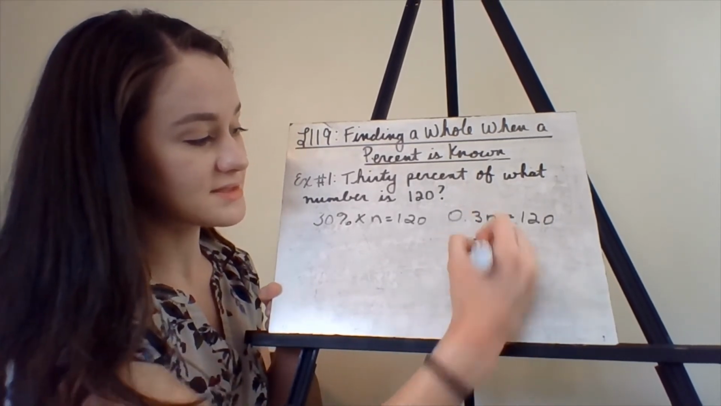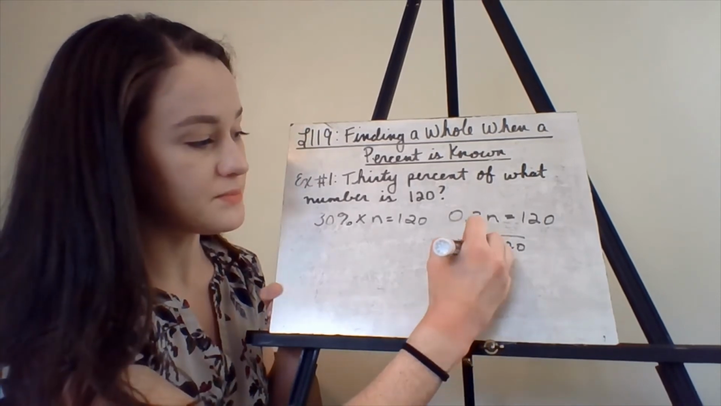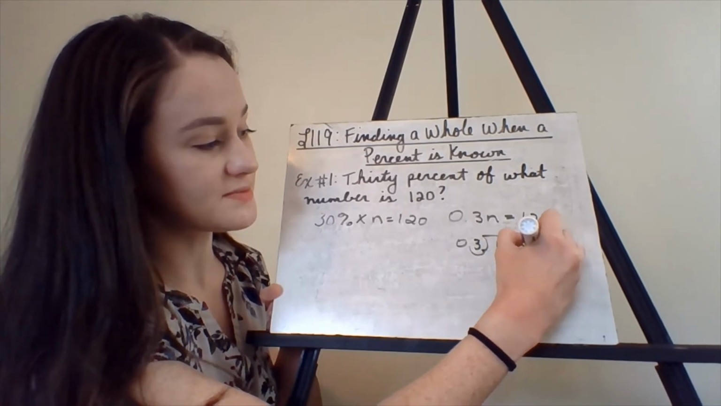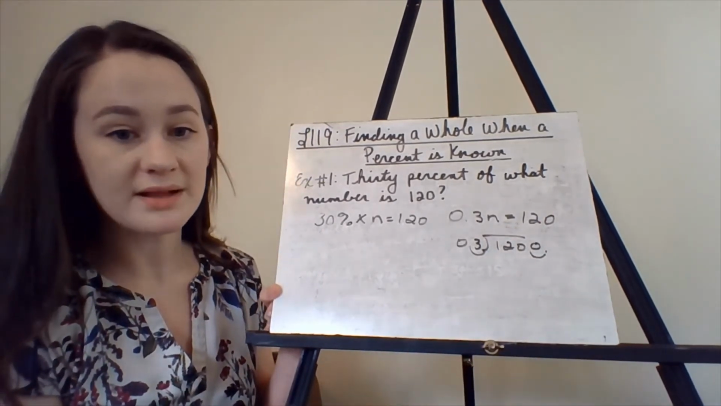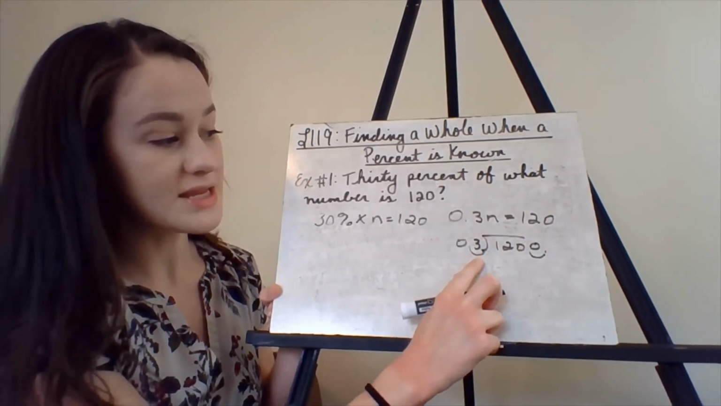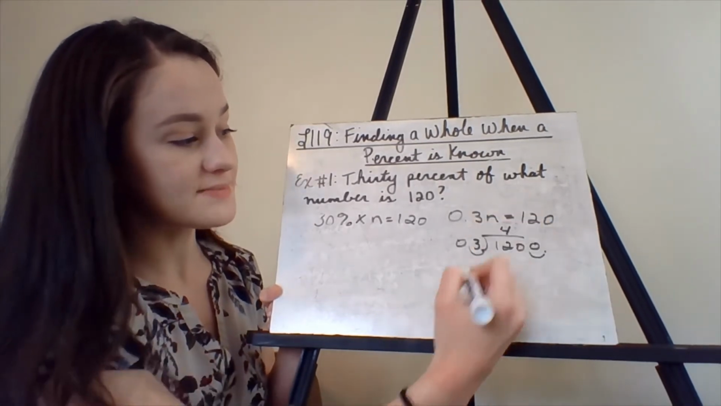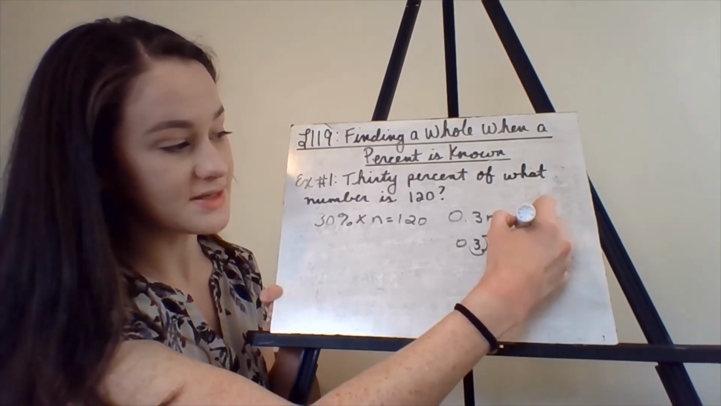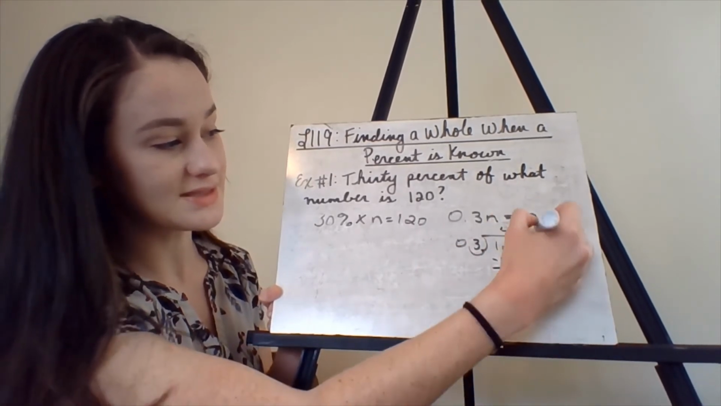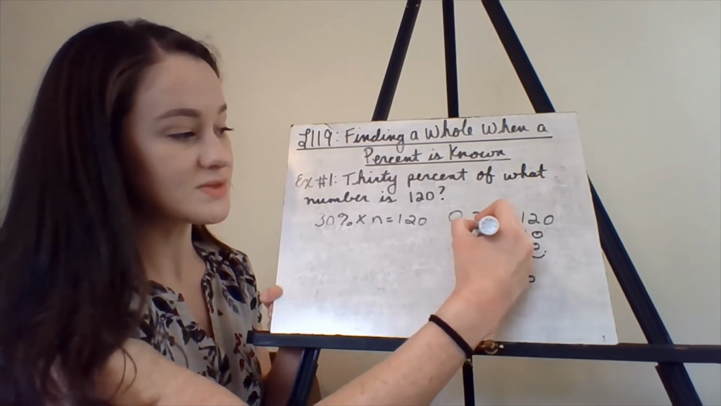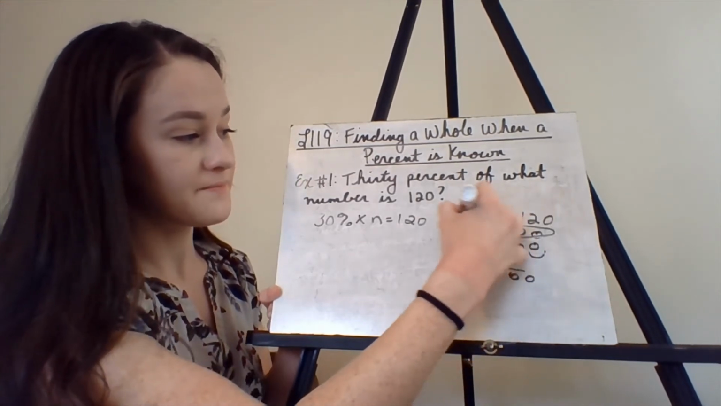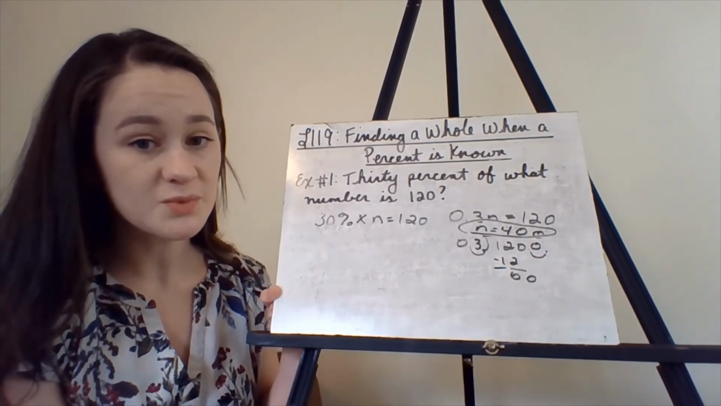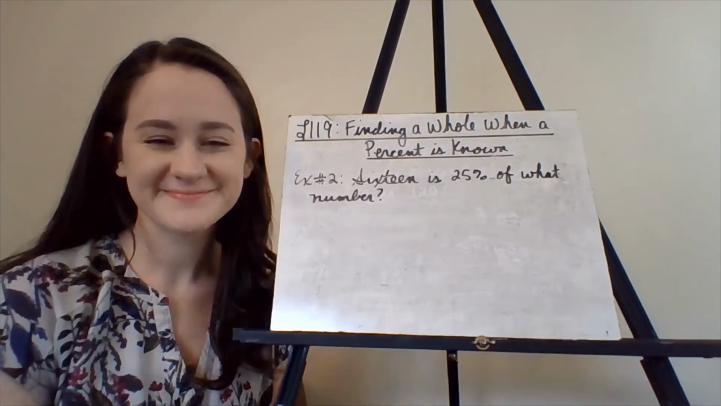In order to solve this, we need to move our decimal place over once, which means we also need to move our decimal place over once here as well. So now it's 3 goes into 12 4 times. 4 times 3 is 12, and 3 goes into 0 0 times. 3 goes into 0 another 0 times, so 30% of 400 is 120. That's our missing number n.